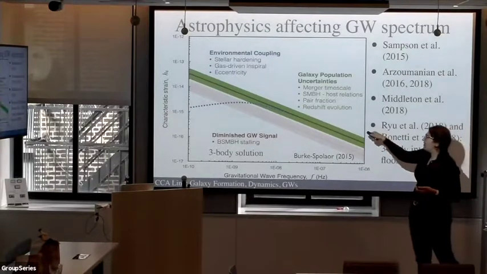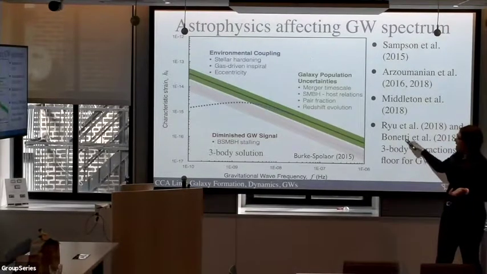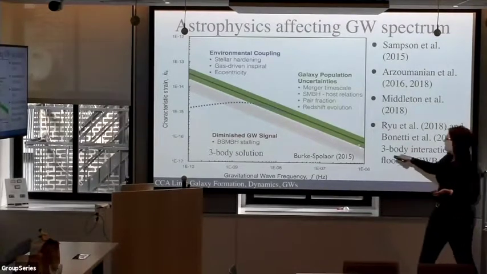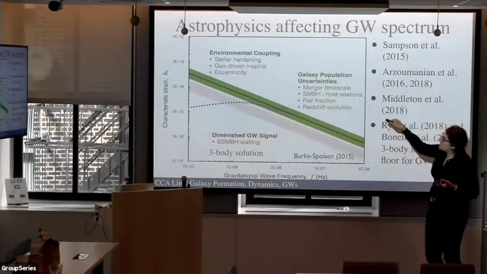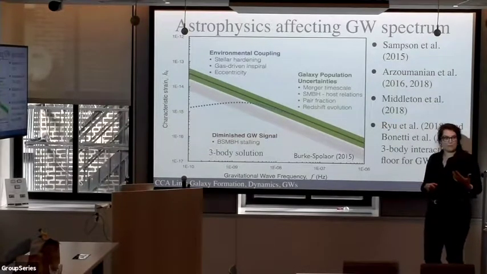The pair fraction of these supermassive black holes: how often do we expect to find one of these pairs? And how do all of these things evolve with redshift? All of these things go into the amplitude of the spectrum. What's really interesting is the shape of the spectrum and how it can turn over at these very low frequencies.